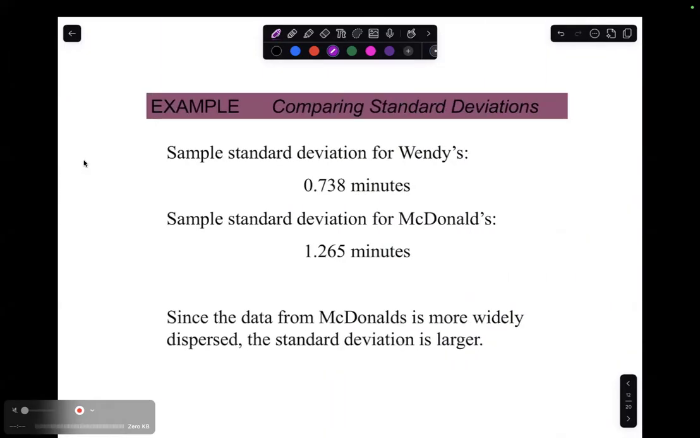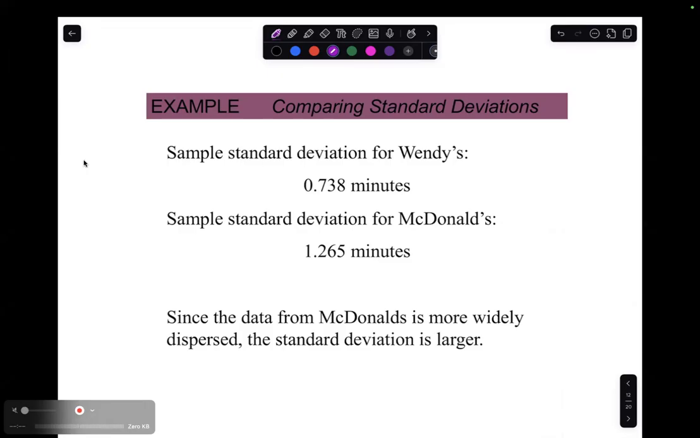So the standard deviation for Wendy's for this sample was 0.738 minutes to wait for your order. The sample standard deviation for McDonald's was 1.265 minutes. So McDonald's had a wider variation of wait times. They were more spread out over a longer period of time. Therefore, their standard deviation is larger. Wendy's being smaller means that they have more consistent wait times. It doesn't even mean that they're better. It just means they're more consistent, which means they're more predictable.